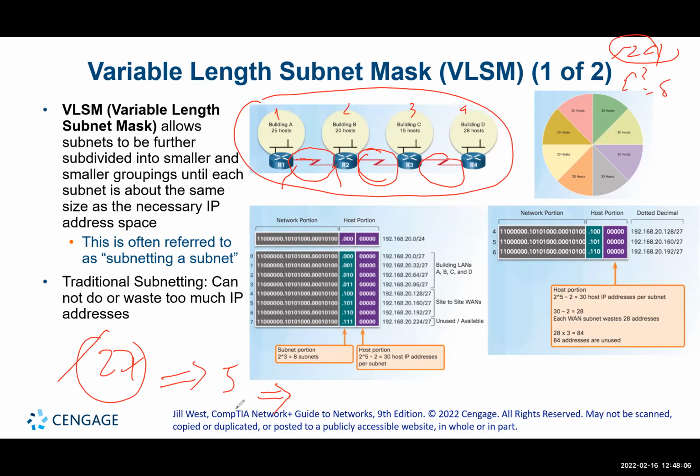Would that be the formula 32? Yeah, you have 2 raised to the power 5, but remember you have to minus 2 here, one network and one broadcast, so basically 30 here. So now you see that you are able to break it down into 8 equal subnets, each of them supporting a maximum of 30 hosts.